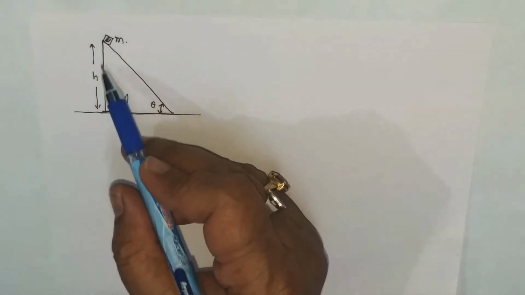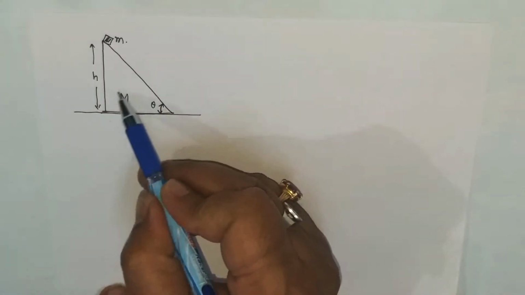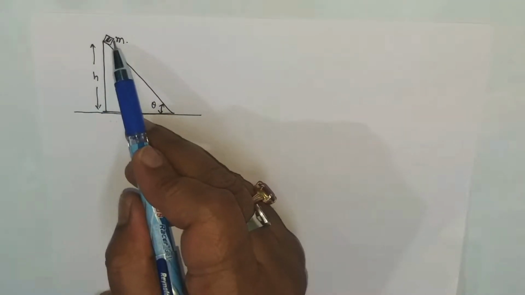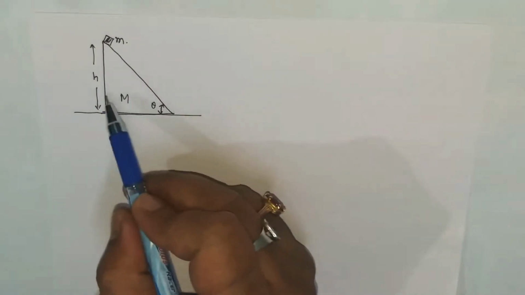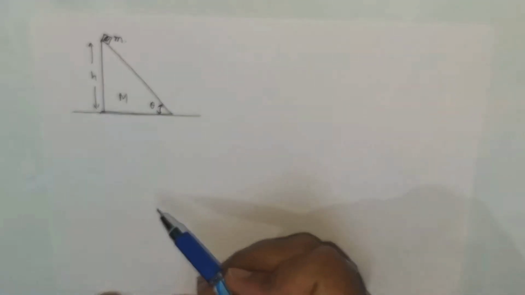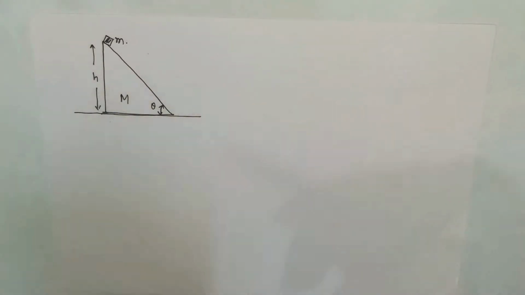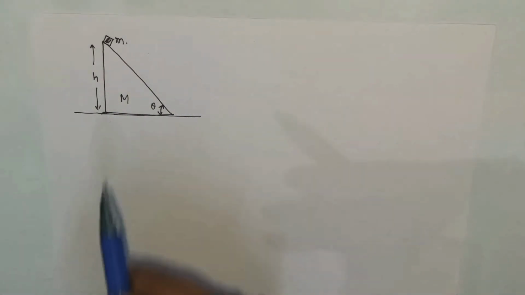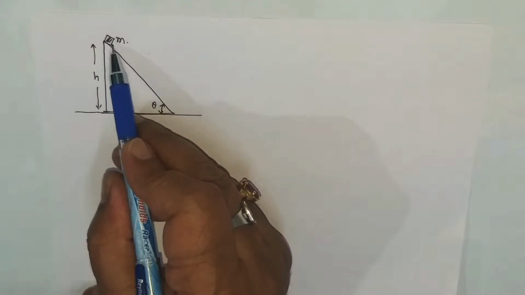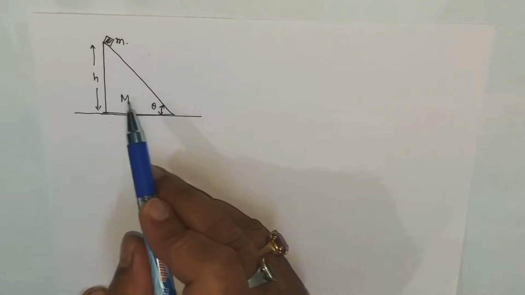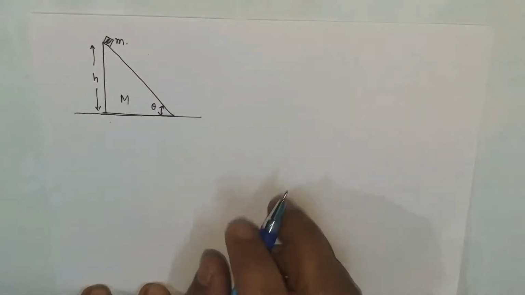In this example, this is a wedge of mass capital M, and this small m is a particle which is kept at the top of this wedge, and there is no friction at any of the contact surfaces. The base angle as given is theta, and this particular height is h. Now what we need to find out is, when this small particle slips down and reaches here, at that moment what is the velocity of the wedge.